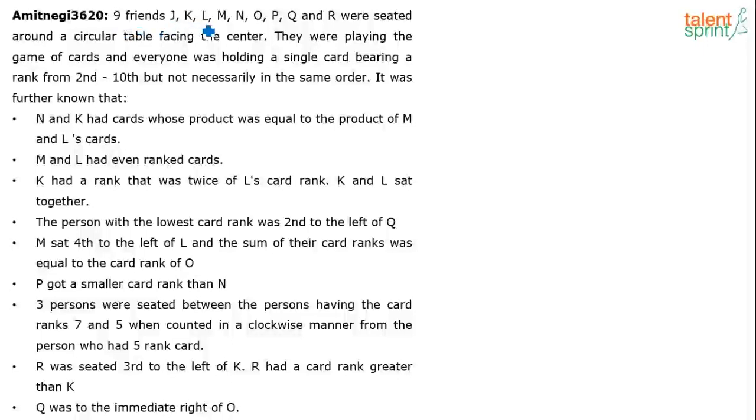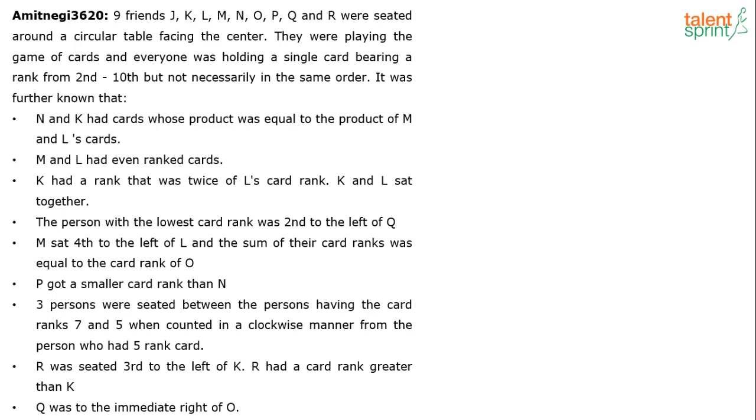Nine friends, J, K, L, M, N, O, P, Q, and R, were seated around a circular table facing the center. They were playing a game of cards and everyone was holding a single card bearing a rank from 2nd to 10th, but not necessarily in the same order. It was further known that these are some clues given to us. Let me just read out the clues for you all.